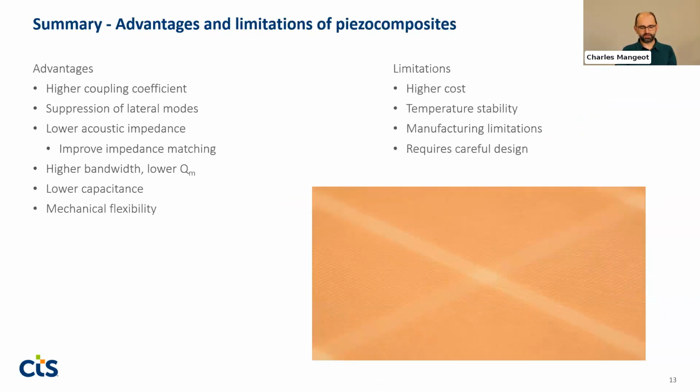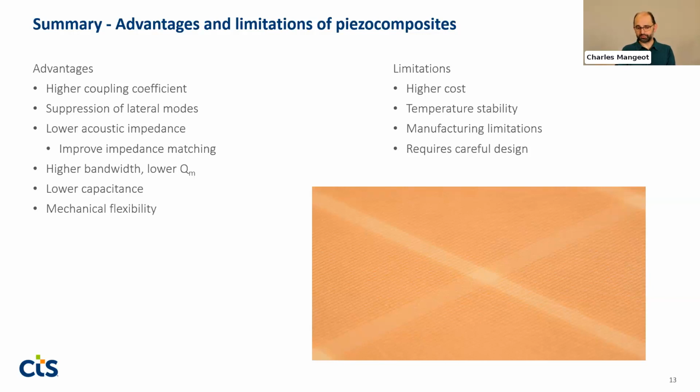To summarize the advantages and limitations, with the composites we have a higher coupling coefficient. We can suppress lateral modes. We have a lower acoustic impedance, which means we can transfer energy better, so impedance matching between the piezo and low acoustic impedance material. We also reduce the quality factor because we mix the piezo material with a low quality factor material. So we reduce the overall Qm, which increases the bandwidth of the material. At the same time, we also decrease the surface area, so we have a lower capacitance, and we improve the flexibility of the material. This is how you make, for example, these curved transducers, by using a composite and just forming it to the right shape.